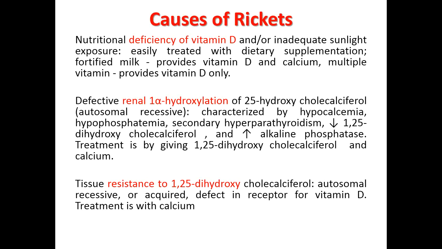Why does rickets occur in children? The most important cause of rickets is deficiency of vitamin D, which is nutritional, or inadequate sun exposure. Why? Because we can get vitamin D from two sources, either from sunlight exposure or from nutrition. If there is deficiency of vitamin D in our diet, or there is inadequate exposure to sunlight, there will be a decrease in vitamin D, which can be treated by dietary supplements like fortified milk, which provides vitamin D and calcium, or multivitamins, which provide vitamin D only.